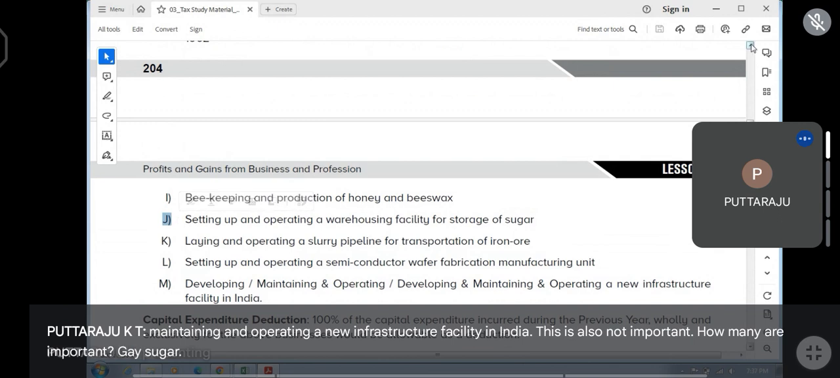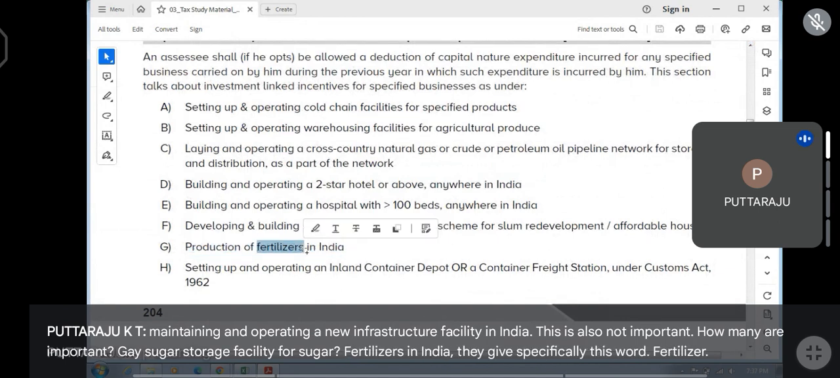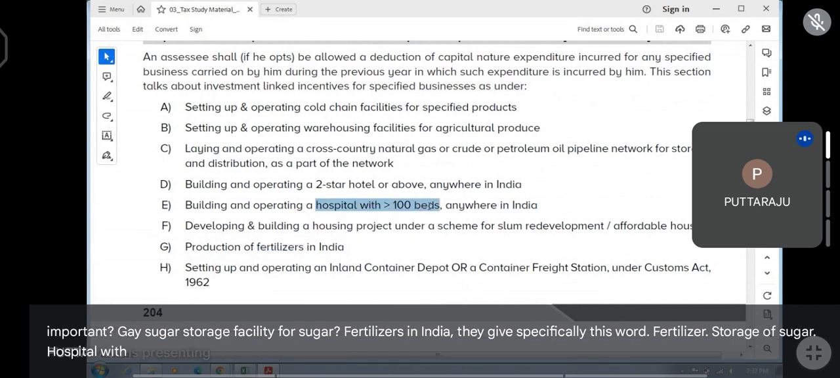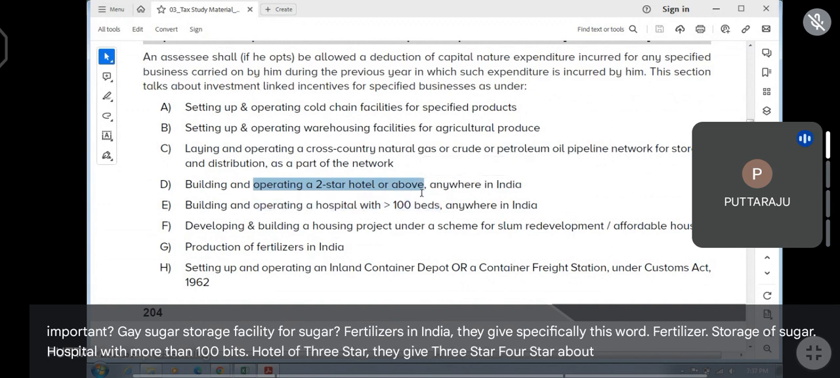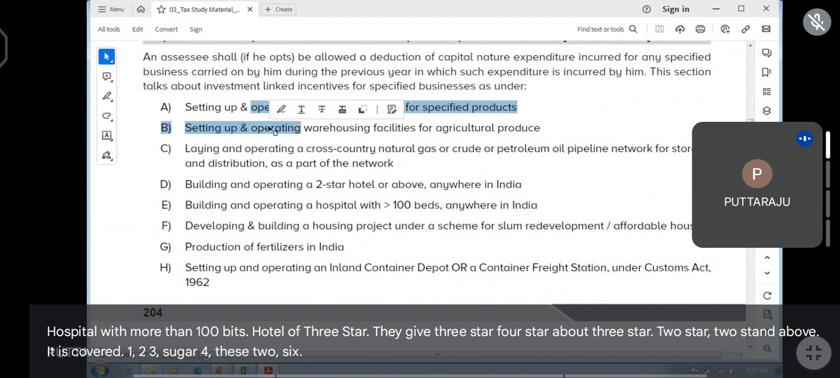Storage facility for sugar. Fertilizers in India, they give specifically this word, fertilizer. Storage of sugar, hospital with more than 100 beds, hotel of 3 star. They give 3 star, 4 star, above 3 star; 2 star and above is covered. You have to keep this in mind.